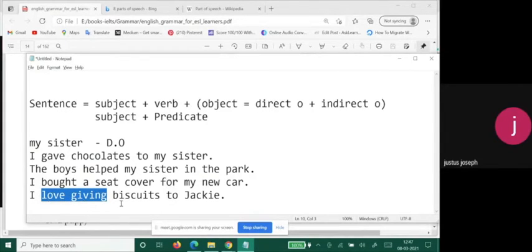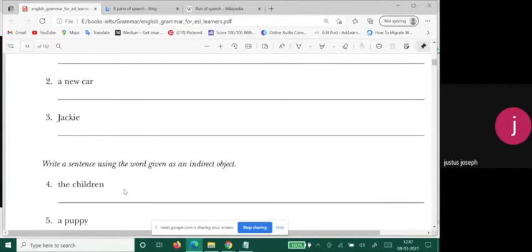I love giving what? Biscuits. So biscuits become the direct object. To whom? To Jackie. So that becomes an indirect object. Clear? Okay, good. So I think people are able to follow what's happening here.